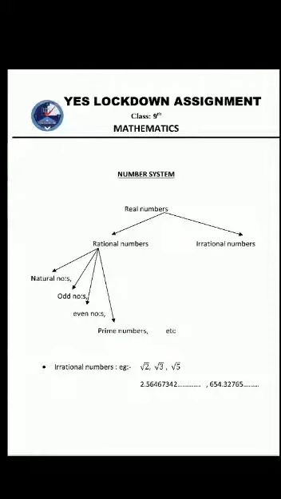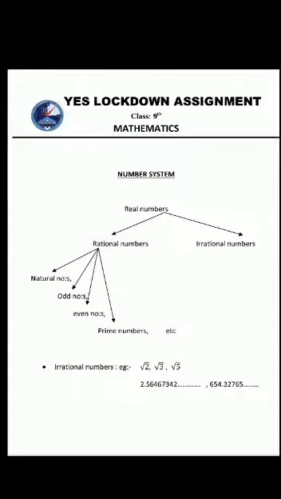Real numbers are divided into two types: rational numbers and irrational numbers. Rational numbers, you already studied, are in the form of P by Q. You should know different numbers such as natural numbers, odd numbers, whole numbers, even numbers, prime numbers, composite numbers. They all come under the category of rational numbers. Numbers like 2, 3, 4, 2 by 3, 5 by 6, 5.2 all come under rational numbers. Irrational numbers are those which we cannot write in the form of P by Q.